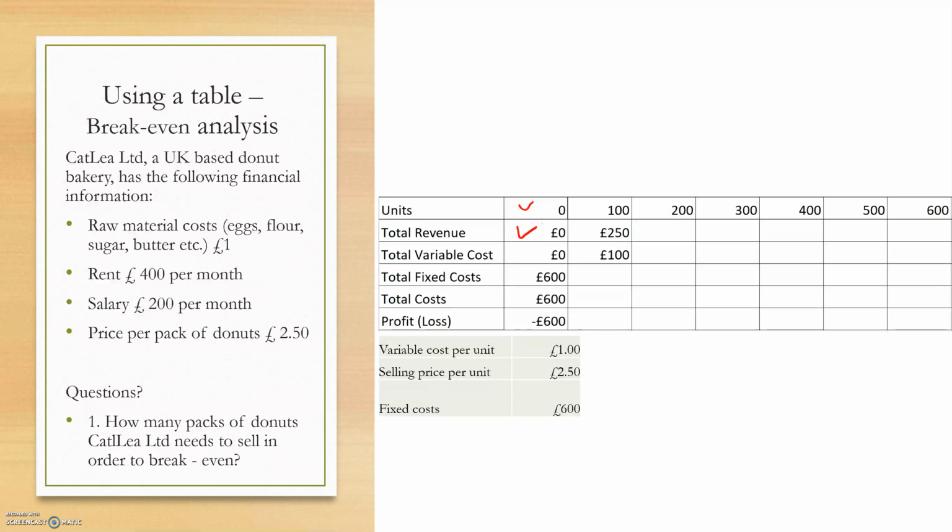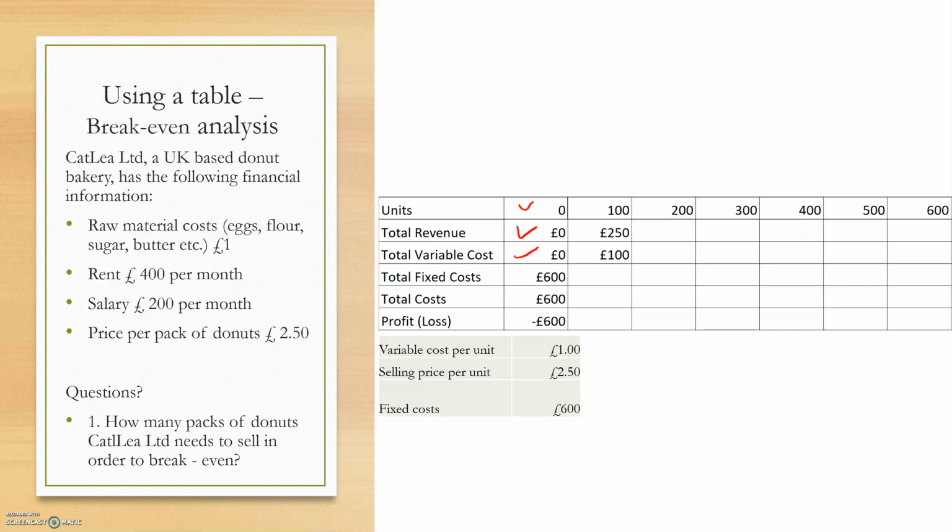Likewise, if we're not producing donuts, then there's no need for eggs, flour, sugar, butter, the raw material, all those variable costs. And because we know that variable costs are those costs that vary or change with the level of output, 0 units means 0 total variable costs. Now, our fixed costs, you can see 600. Why? Well, we have established that several times, that fixed costs are those costs that remain the same, regardless of the level of output. And in this case, that's 0.